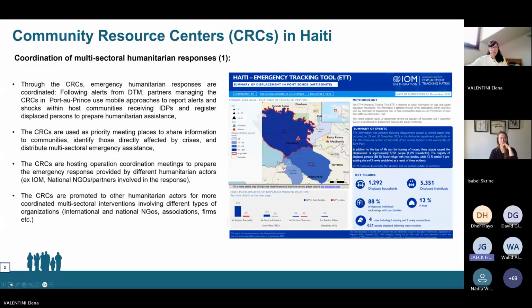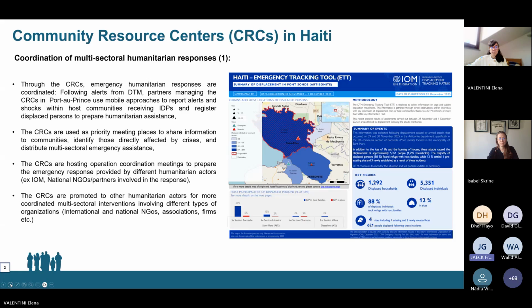We also worked with the common pipeline and the CRC managers on targeting 200 households to proceed with the distribution of hygiene kits, as well as non-food items, to these people that were recently displaced by this violence and that are currently not living inside sites. So in essence, for the coordination of multi-sectoral humanitarian responses, the CRCs are used as priority meeting places to share information to communities, identify those directly affected by crises in coordination with the local authorities, and distribute multi-sectoral emergency assistance.